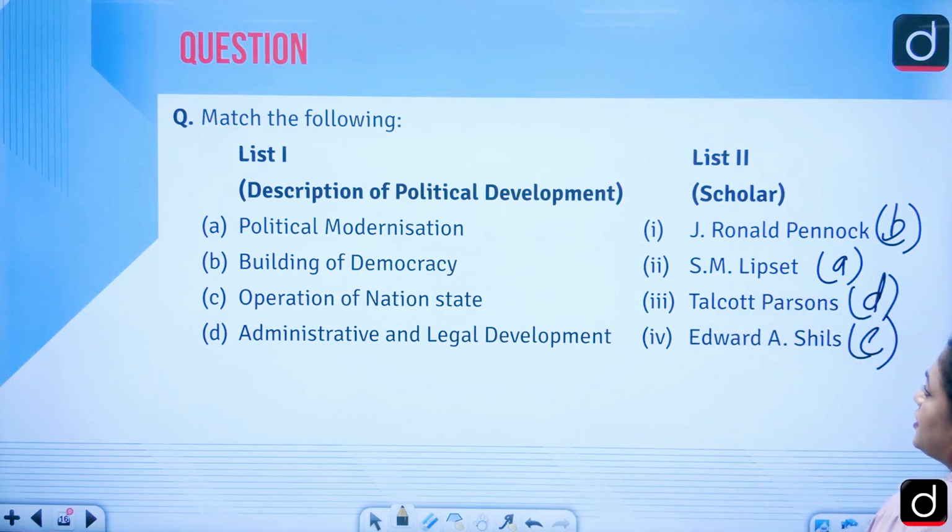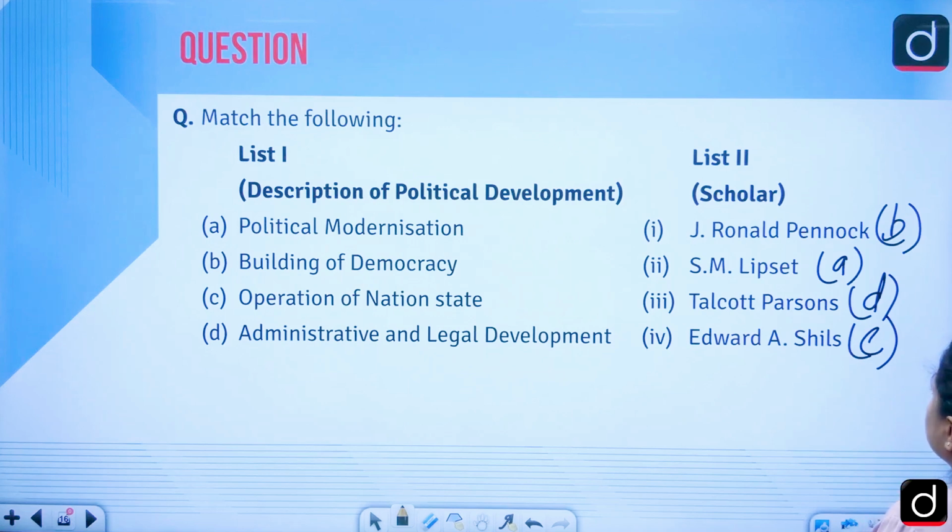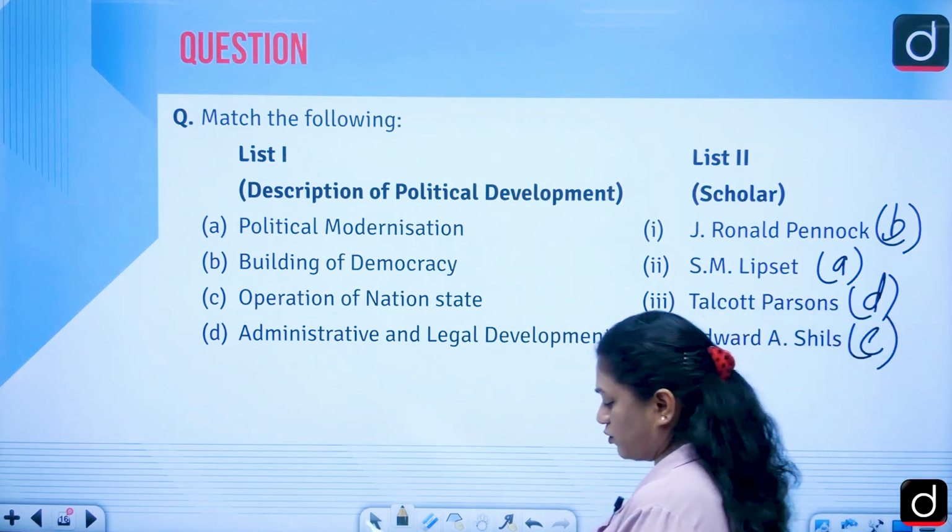So, you can see it here. Political modernization is associated with the ideas of S.M. Lipset. Building of democracy is associated with the ideas of J. Ronald Pennock. Operation of nation state is associated with the idea of Edward Shils. And administrative and legal development is associated with the idea of Talcott Parsons.